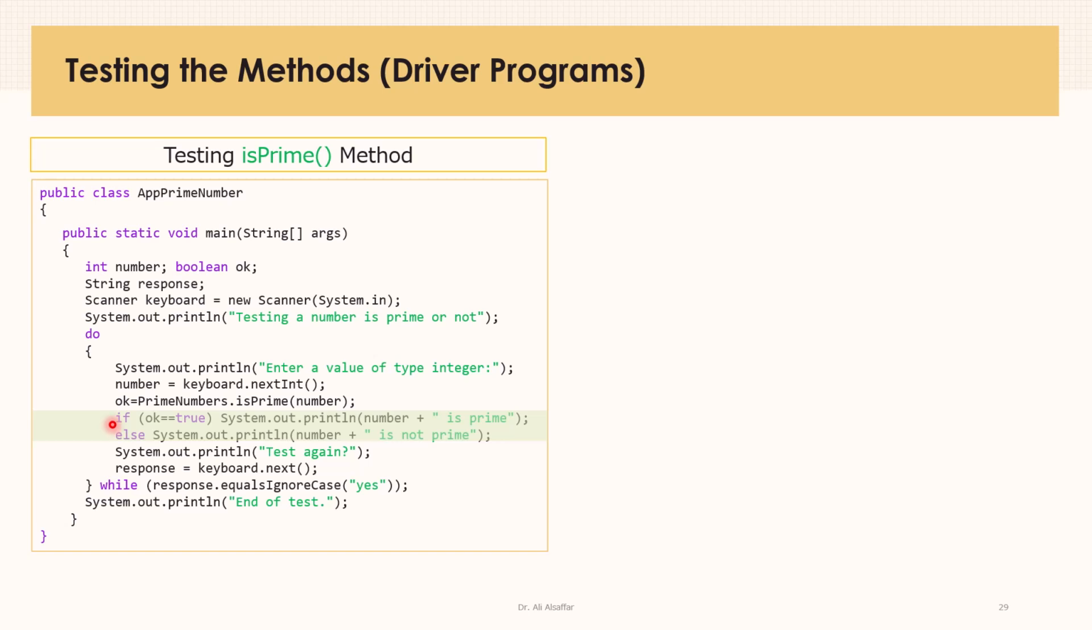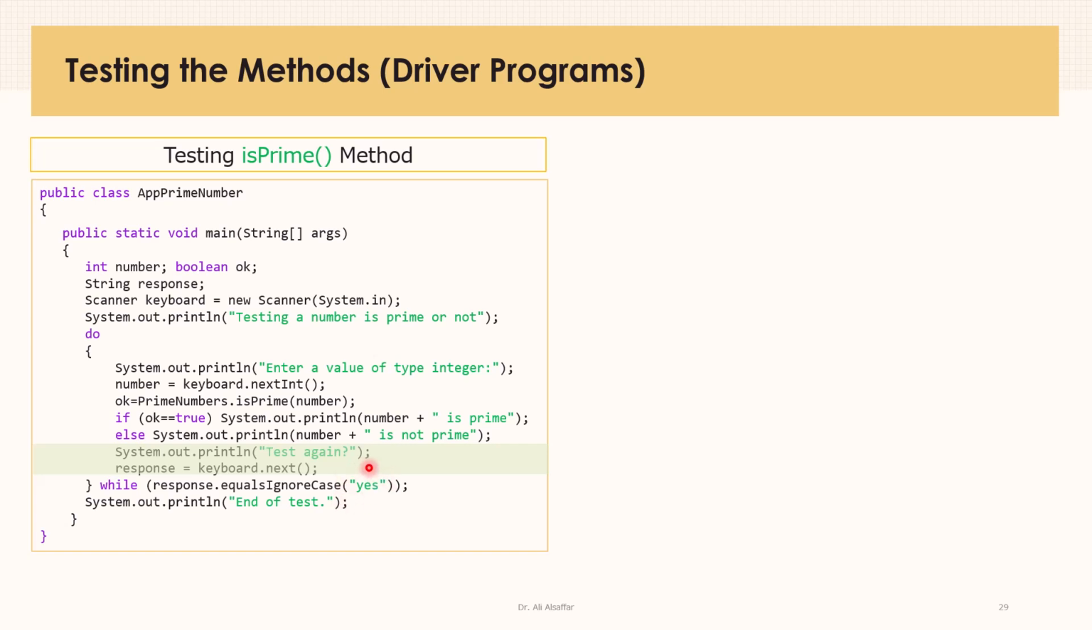Now this OK, which is a local Boolean variable, is tested. If it is equal to true, then it will print that this number is a prime. Otherwise, it will print that this number is not a prime. Now to test the method for another number, you need to ask the user, do you want to test again? And here we are going to read a string from the user, whether to say yes or no. So we are going to read it into a string called response, and we will test the response. Notice here we are using equalsIgnoreCase for yes.